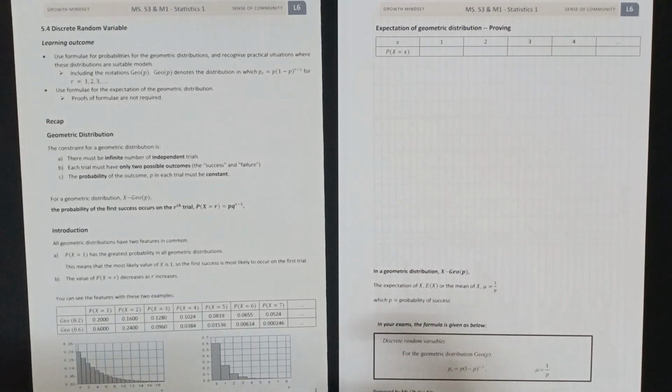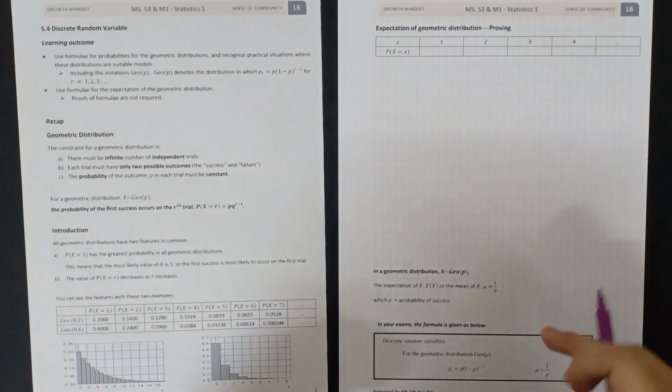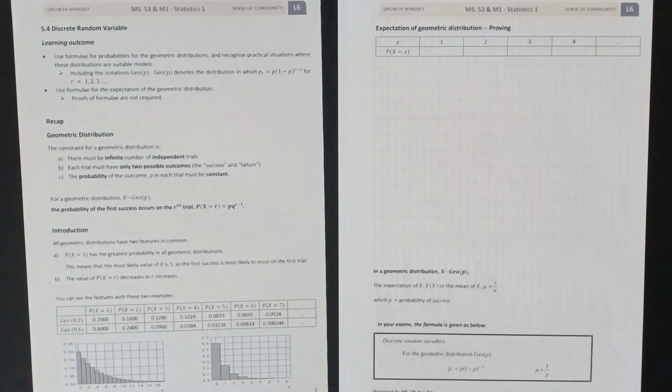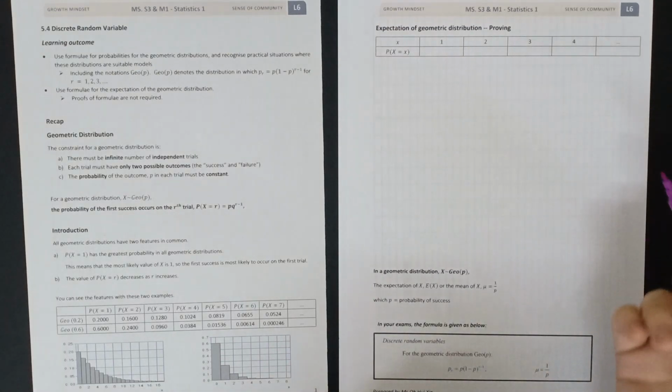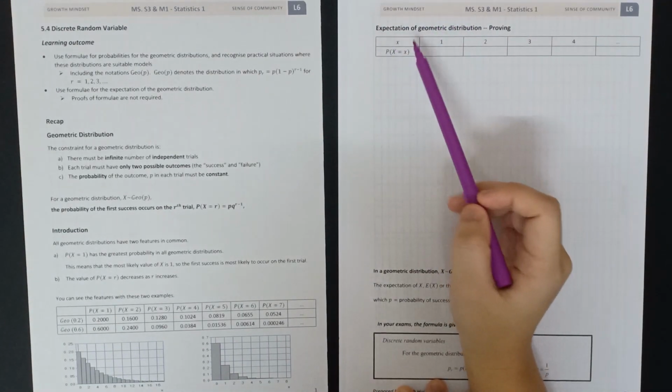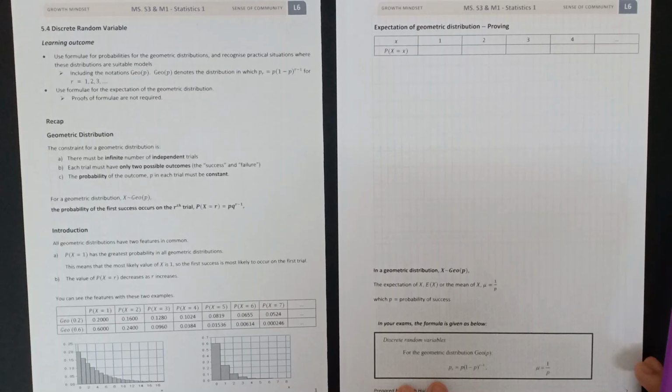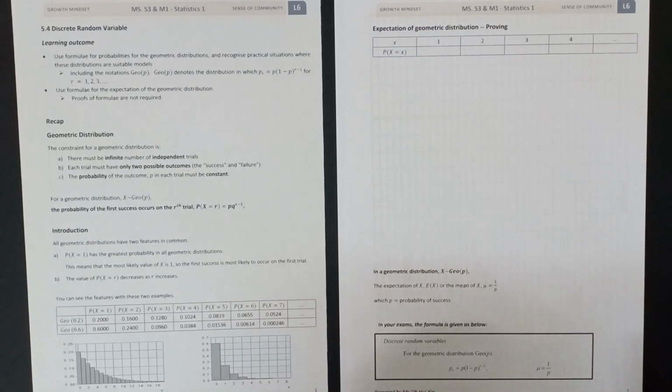So I'm just going to do a very quick one for this one because that's not the main idea of the lesson. The main thing that you're going to learn is how to use that. Okay, so I'm just going to do this very quick. Let us write out the probability distribution for this geometric distribution first.